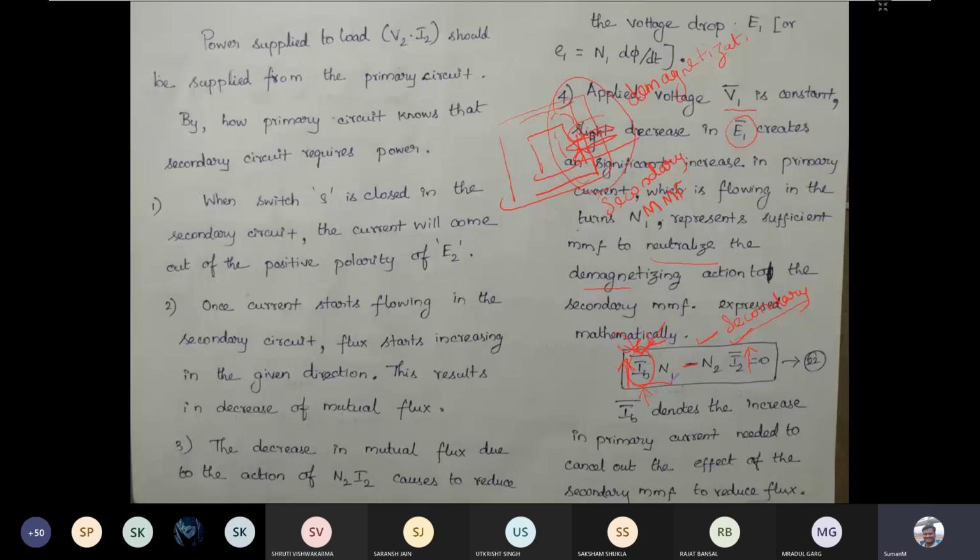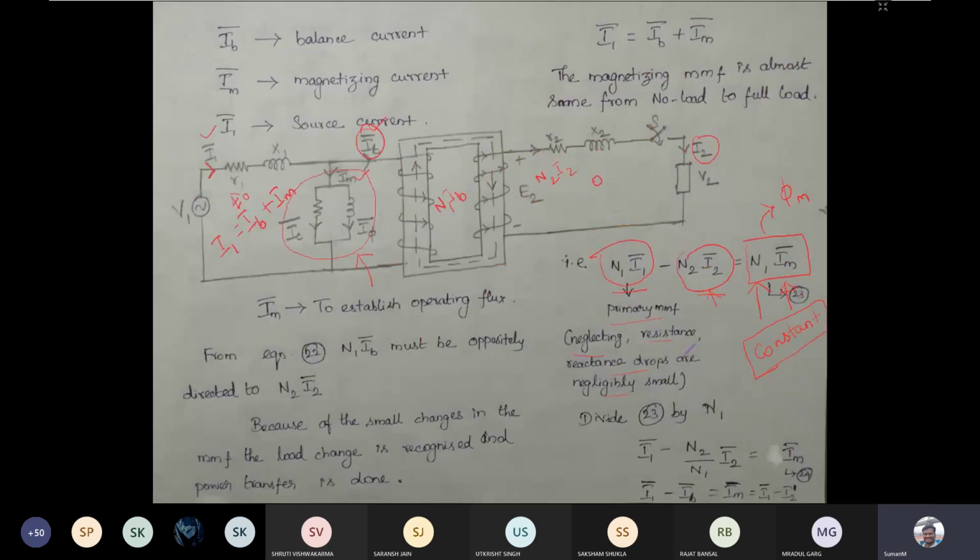So if you rewrite this expression, you can see it here. This is related with the mutual flux. Now I1 is the primary current, then this is the secondary current that is related with the turns ratio. What I have done is divide throughout this equation by N1. Then I1 minus N2 divided by N1 into I2 is the IB.